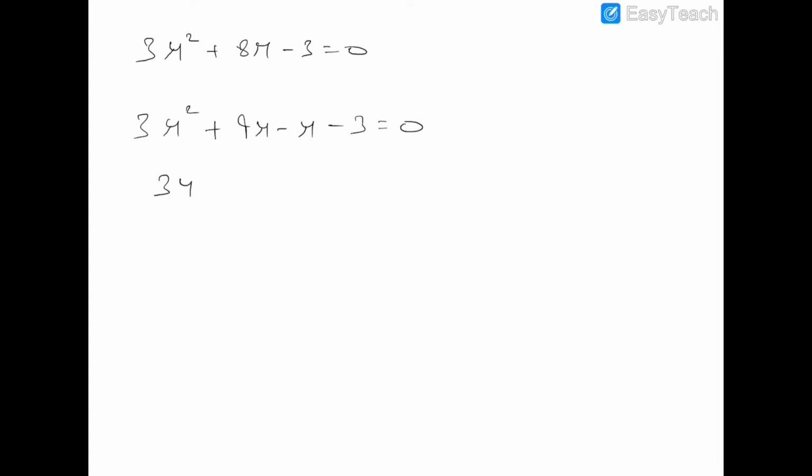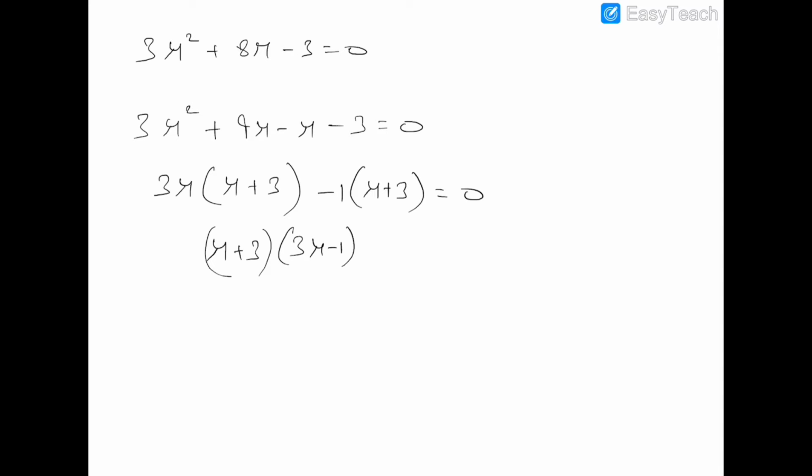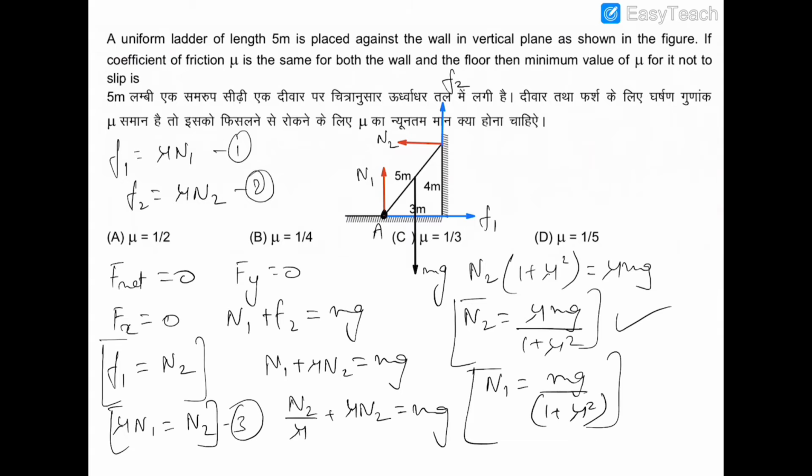So 3μ is common, and this is μ + 3, minus 1 is common, and this is μ + 3, and that is equal to 0. So the roots are μ + 3 and 3μ - 1. We know that this root is not possible because μ cannot be negative. So this is the correct one, and μ would be equal to 1/3. So the correct answer would be option number C.